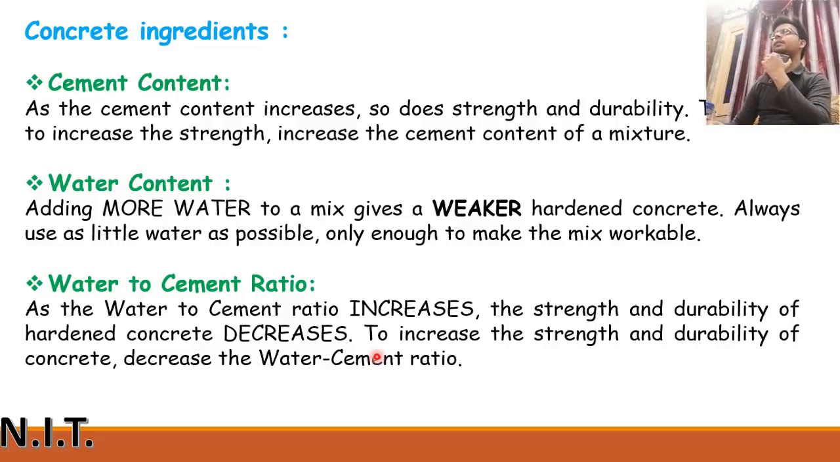When I was designing my own beams for my research, at that time I used 0.7 water cement ratio. Usually it ranges from 0.5 to 0.75, I guess. To increase the strength and durability of concrete, decrease the water cement ratio. If you want more strength and durability, you need to decrease water cement ratio.